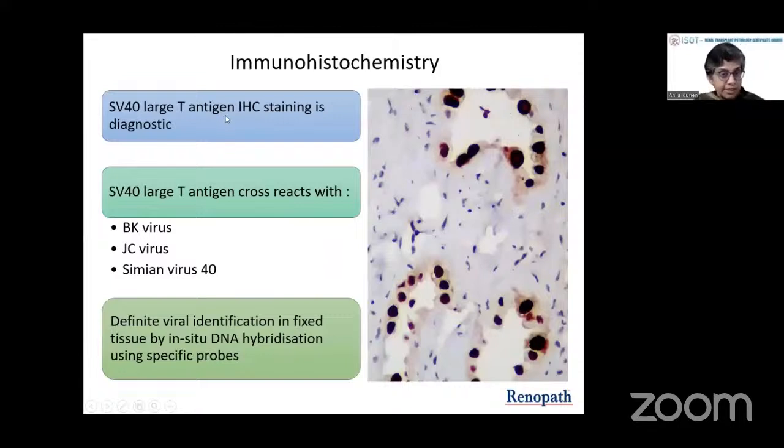It is the SV40 large T antigen that we're doing. This is something you need to remember. This antigen cross-reacts and is positive for all 3 viruses. So in this particular case, we are just assuming it is BK virus. It could very well have been a JC virus, because the immunohistochemistry cannot differentiate them. And if you actually want to know whether it is BKV or JC virus, then you have to do a DNA in situ hybridization with a probe specific for one of these viruses to actually identify the virus. So that is something we need to remember.